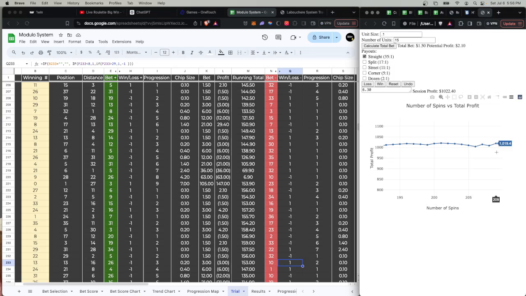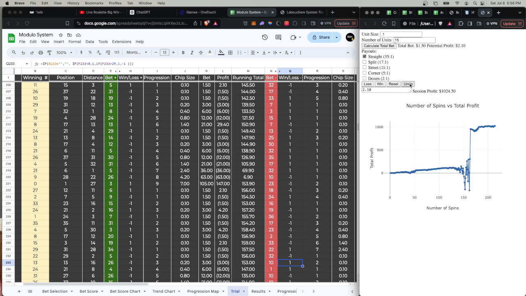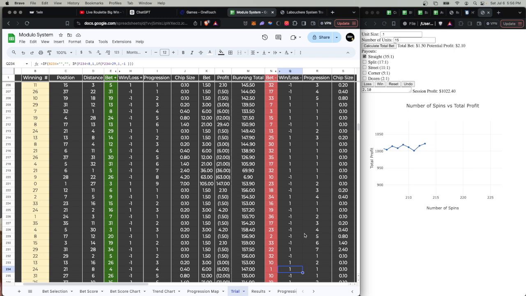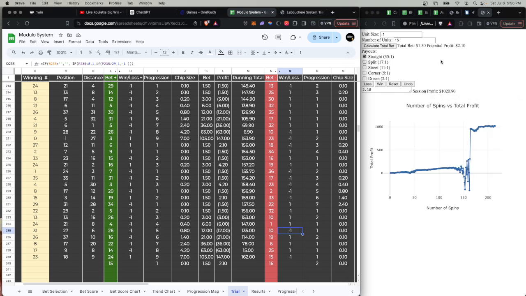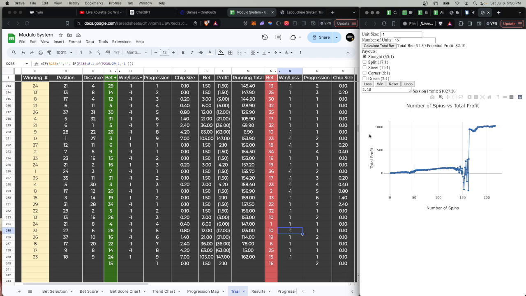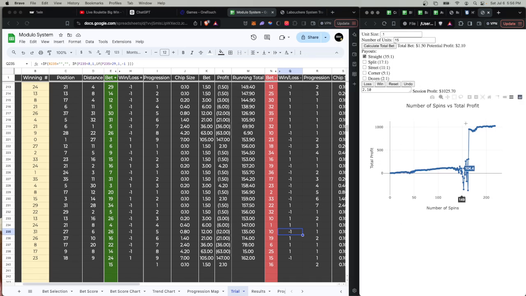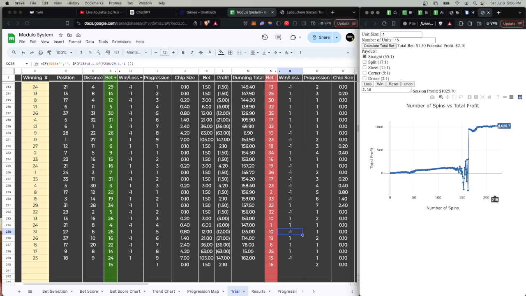So verify. Win, win. Okay. So win, win. Followed by a loss. 3 wins. And then a loss. And that's the entire sample. So that's a total of 218 bets.